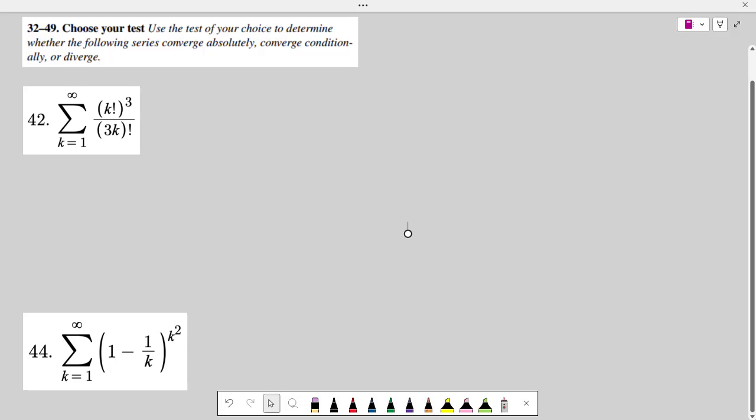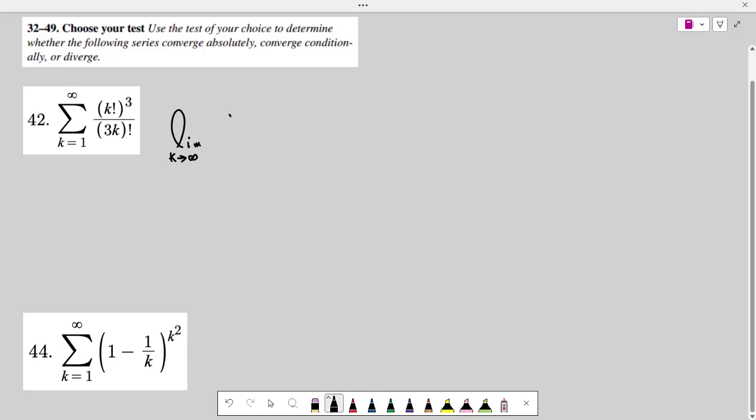Choose a test. What do you think would be a great test for that first one? Ratio. The first one. I like your thinking. Ratio test. Anytime we see a factorial, but now let's see if you can think about this correctly.